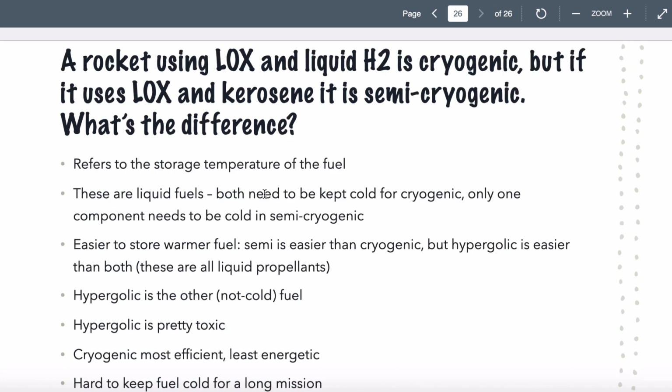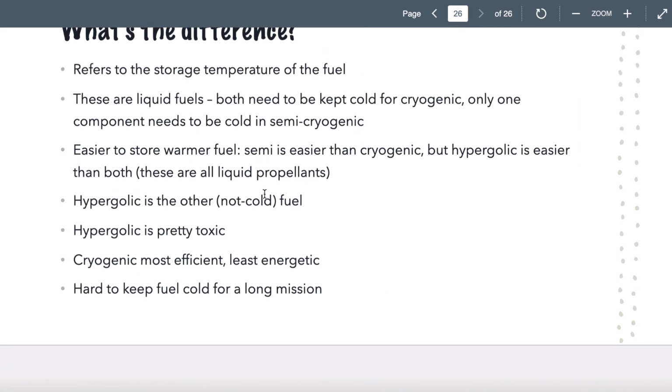A rocket using LOX and liquid H2 is cryogenic, but if it uses LOX and kerosene, it is semi-cryogenic. What's the difference? This refers to the storage temperature of the fuel. These are liquid fuels. Both need to be kept cold for cryogenic, but only one of them needs to be kept cold for semi-cryogenic. It's also easier to store warmer fuel, and semi is easier than cryogenic, but hypergolic is even easier than both of those. Cryogenic is the most efficient, but it's the least energetic.